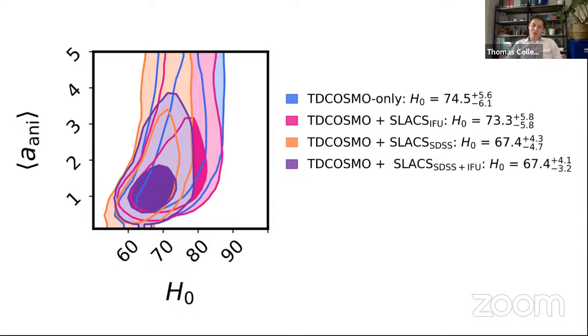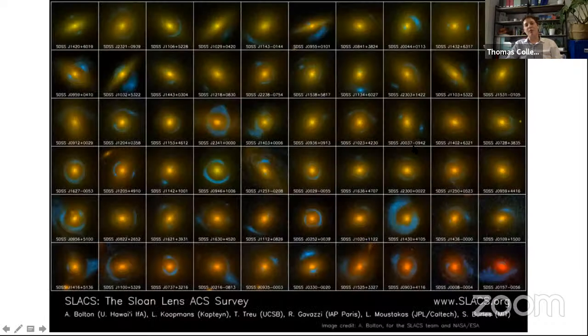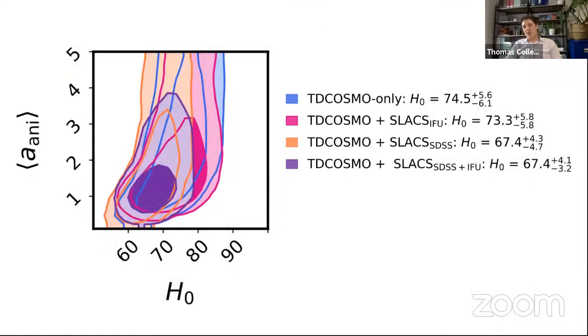Now, from here on, I'll tell you my personal views rather than the TD Cosmo collaboration's official ones. My view is that this assumption that time delay cosmology lenses and the non-time delay lenses that come from SLACs are the same is probably not right. And the reason for that is that they've got very complicated selection functions.